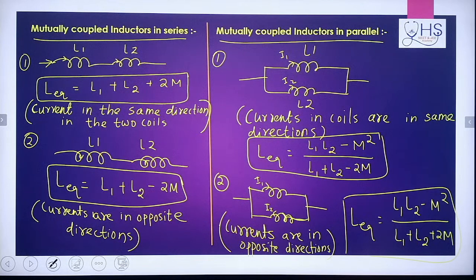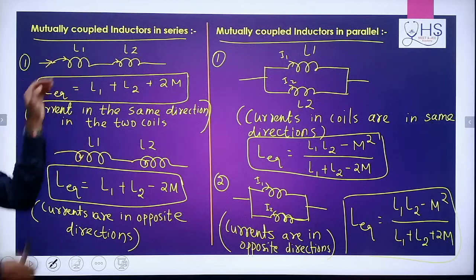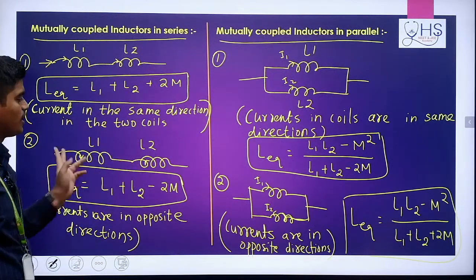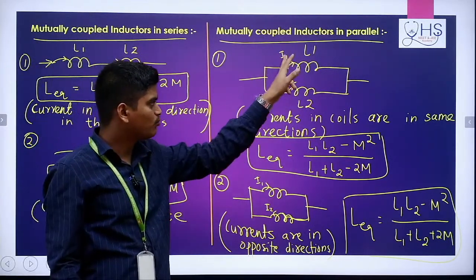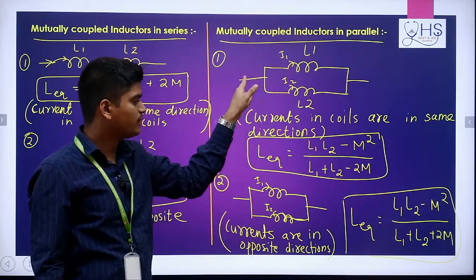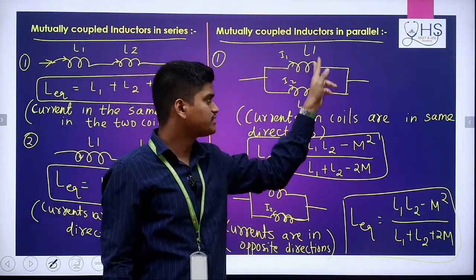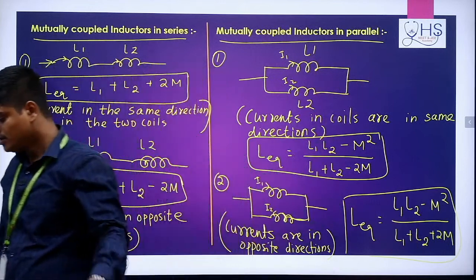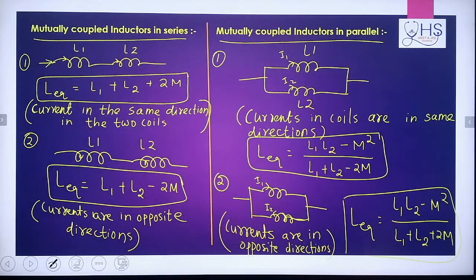So these are mutually coupled inductors in series and mutually coupled inductors in parallel. This is the series connection, like left to right. Here both the points are connected to one common point, and both the ends are connected to another common point. That is your parallel connection. So this is formula based, you remember. The derivation we will not discuss here, only K and L1, L2 you remember.